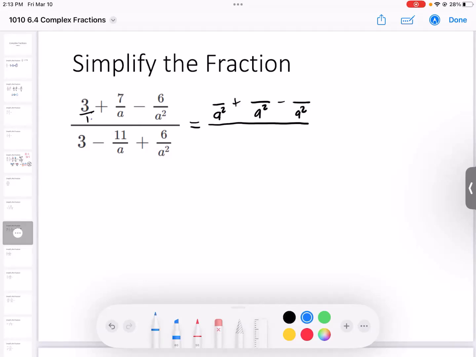And to make this first fraction have a denominator of a squared, I need to multiply the top and the bottom by a squared, which would give me 3a squared. Then for this next one, to make a become a squared, I need to multiply by a, and I'll do that on the top and the bottom. So that gives me 7a. And then for this one, the 6 is already over a squared, so I would just leave it like that. Then on the bottom, I also need common denominators there. What would be the common denominator for the bottom of my big fraction?